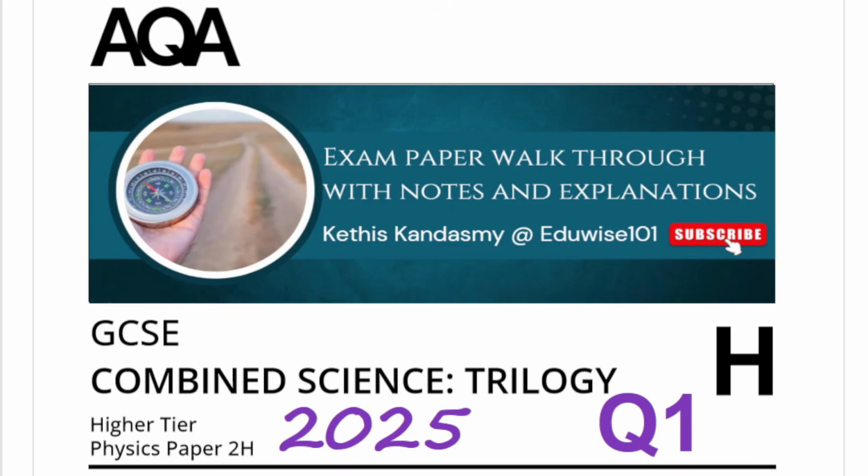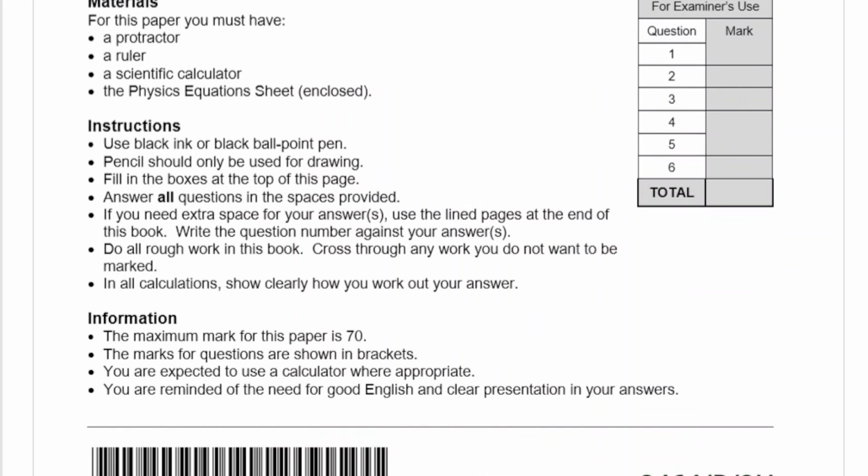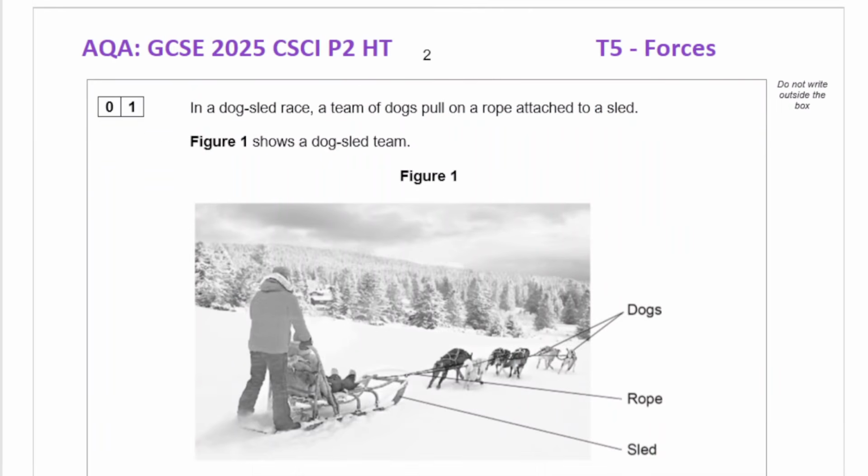In this video, I'm going to go through the AQA Combined Science Physics Paper 2 Higher Tier from 2025. Now this paper is 1 hour 15 minutes long and it has 6 questions and it's a total out of 70 marks. Question number 1 is on the topic of forces.